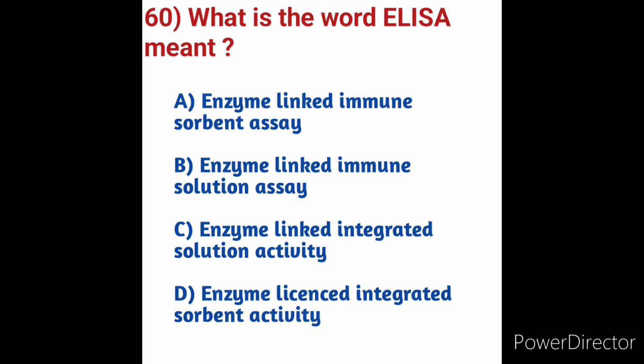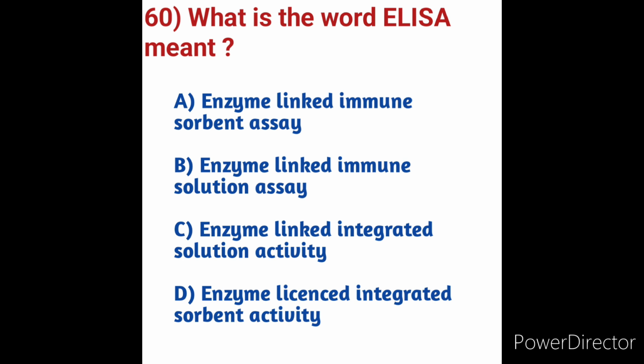What is the word ELISA meant? ELISA means, we will see here the options. Option A, enzyme linked immune sorbent assay. Option B, enzyme linked immune solution assay. Option C, enzyme linked integrated solution activity. Option D, enzyme licensed integrated sorbent activity.